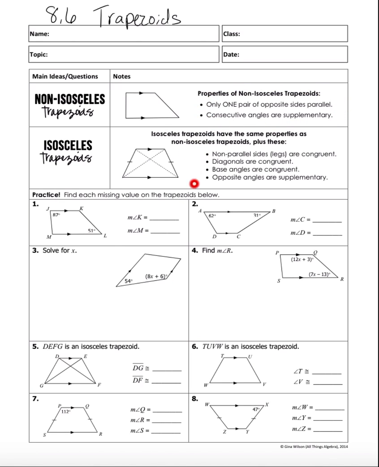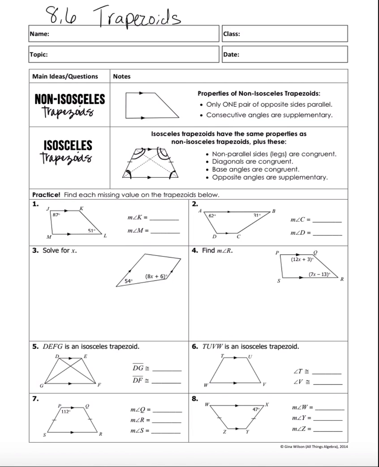The non-parallel sides are congruent. That's what makes them isosceles. The diagonals are congruent. The base angles are congruent. So on here, this big angle and this big angle are congruent, and then these angles are congruent. And because these consecutive angles are supplementary and these are the same, that means opposite angles are also supplementary. So these angles are supplementary, and so are these angles.